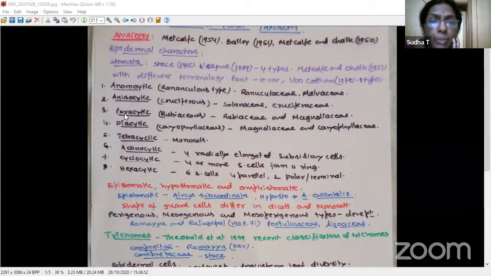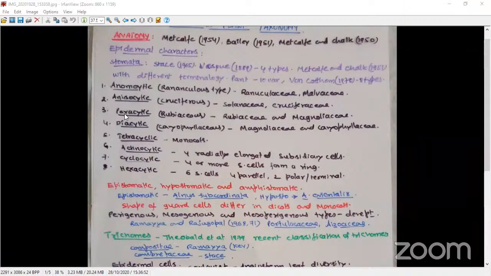Yes, next is the... Means in one leaf we can see more than one type of stomata, ma'am.